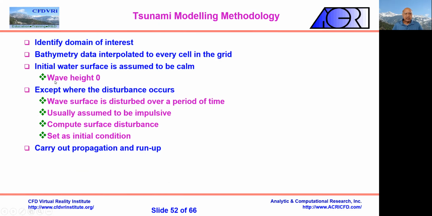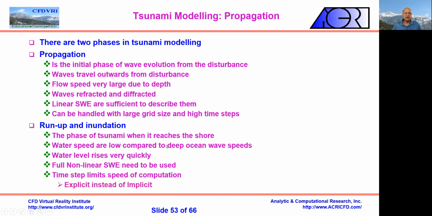So for tsunami modeling, we identify the domain of interest. We use the bathymetric data. We assume typically for tsunami that the wave is very small compared to the tsunami changes, so we can set it to 0. If we have the data, we can put the tide in there, okay? So we can then carry out the propagation of the tsunami over that.